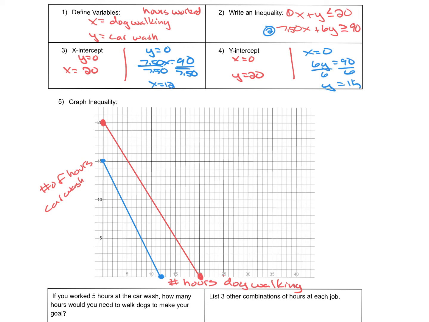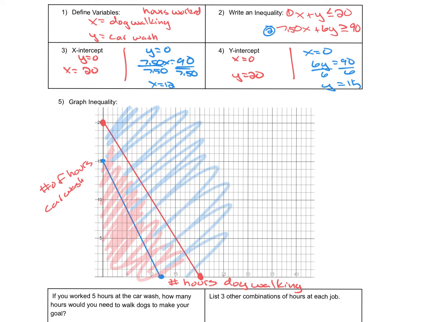So after we have these lines graphed, remember our red line talking about our hours, that is going to be saying, all right, if I work less than 20 hours, I'm saying 0, 0. 0 plus 0 is less than 20. And then when I look at saying I need to make more than $90, well, that blue line is kind of representing your more than $90 line. So if we plug 0, 0, well, that's not going to get us more than 90.